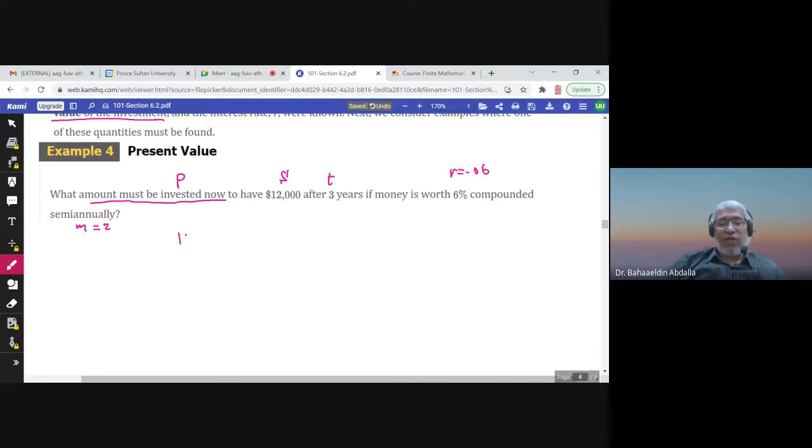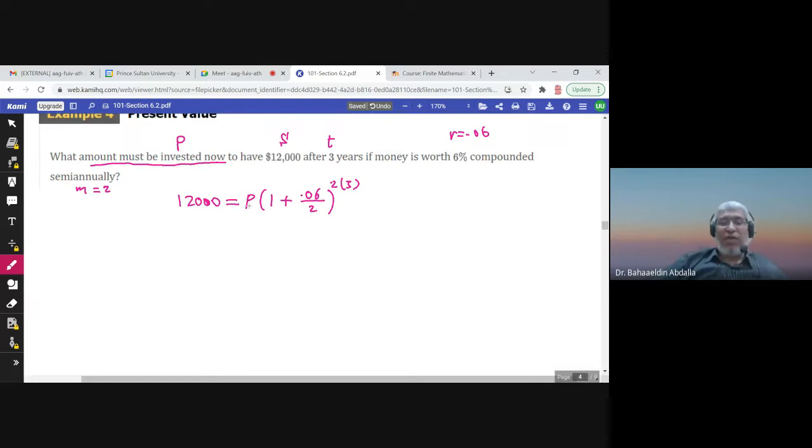So we have the future value. It is equal to the present value times 1 plus R over M, to the power M times T. And to find P, you can simply divide 12,000 by this. 0.06 over 2 is just 0.03. If you add it to 1, you just have 1.03.